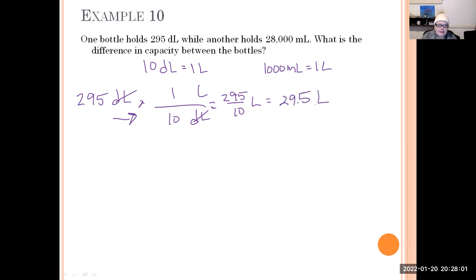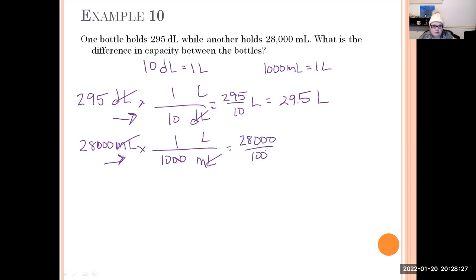All right, let's look at the second one. 28,000 milliliters. In that conversion, it's going to have milliliters in the denominator and liters in the numerator. 1,000 milliliters is equal to a liter, multiplying straight across. Milliliters is gone. And you get 28,000 times 1, so 28,000 divided by 1,000 is equal to 28 liters. Okay, now we can compare them.